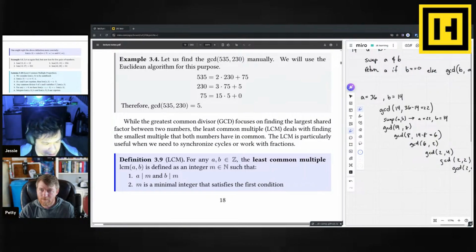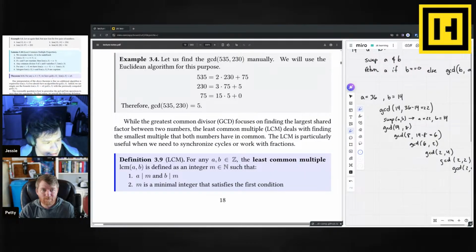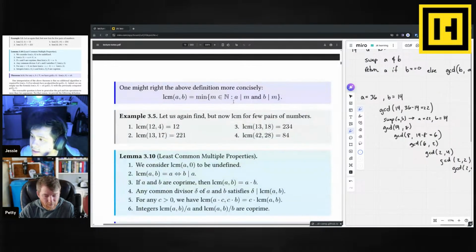Let's scroll on this. Lemma 3.10, least common multiple properties. We consider LCM of A and 0 to be undefined. LCM of A and B is equal to... do we know how to read this? Did you ChatGPT this one? Where are you at? You're not scrolling. I'm doing. Where are you?